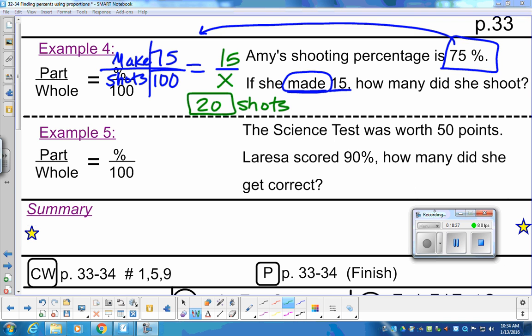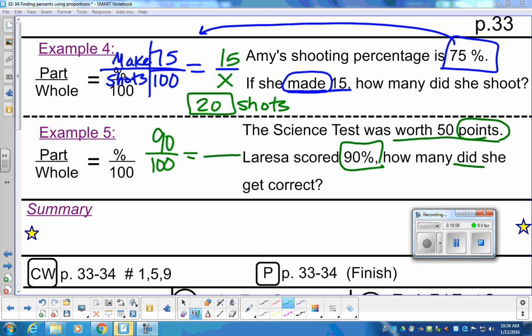It says that the science test was worth 50 points. That's going to be a label in my table. The labels are very important in the tables today. Larissa scored 90%. That means 90 out of 100. Larissa has correct. Or that's her percent that she has, 90%. How many did she get correct?